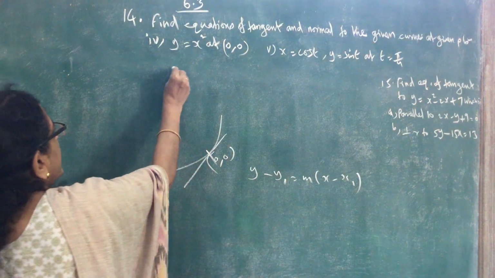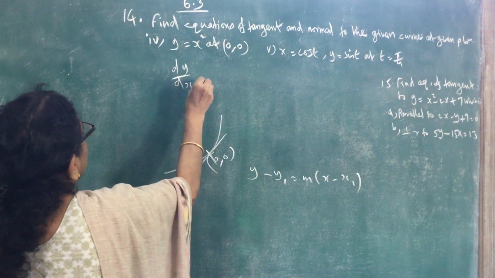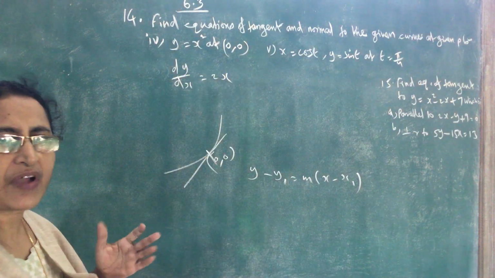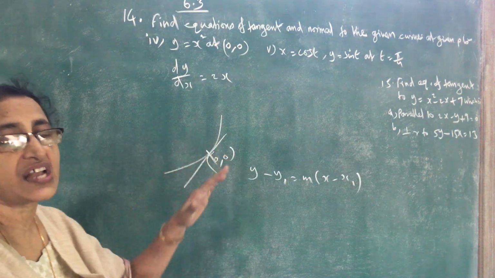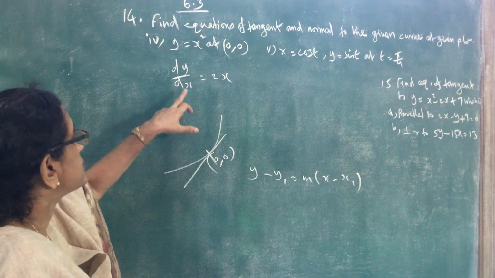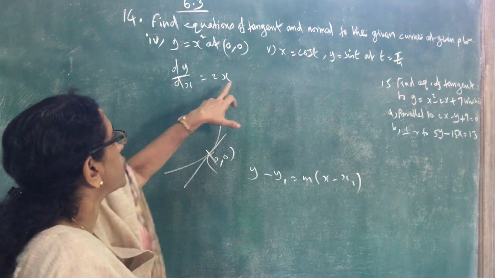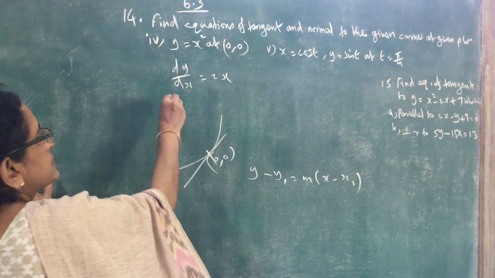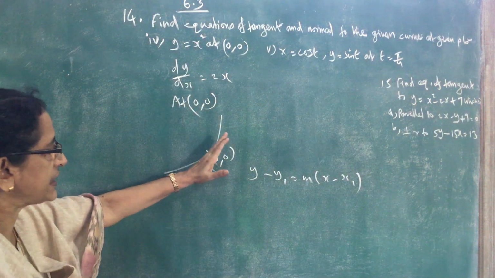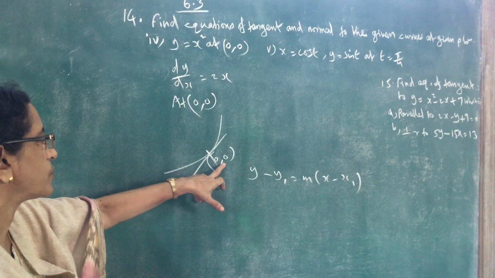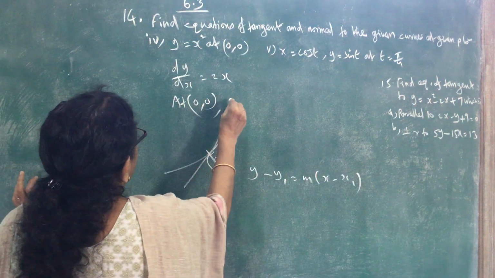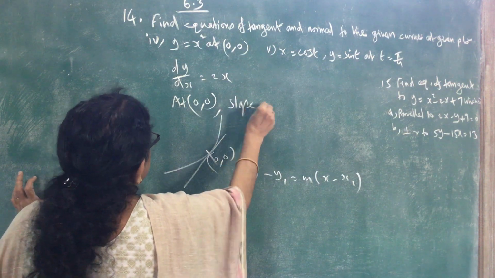So y equal to x square. Therefore dy by dx, the derivative of y with respect to x, is 2x. So dy by dx, the slope of the tangent, is 2x. But we want to know the number. That means we have to substitute the point. The slope of the tangent at the point (0, 0) is what we have to find.